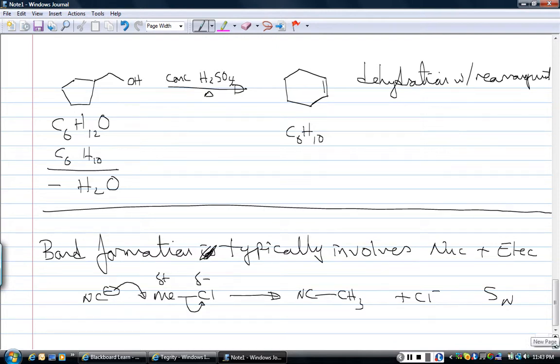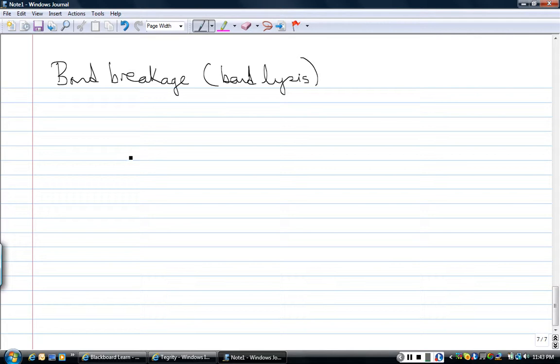Nobody really cares about the semantics. Well, bond breakage, or bond lysis. When you lyse something, it means you break it. Bond breakage really can occur in one of 2 ways. Either the 2 atoms in the bond are homonuclear, in other words, the 2 atoms are the same, and when the bond breaks, it breaks in such a fashion that each atom gets 1 electron.